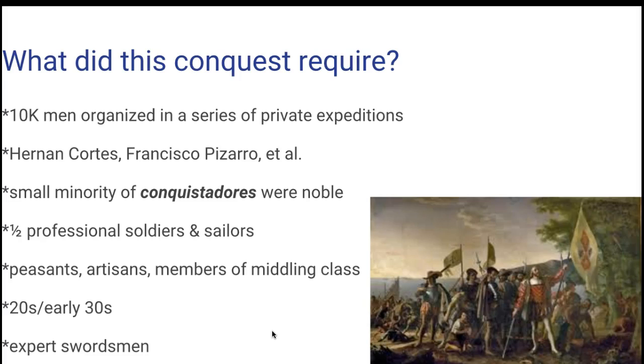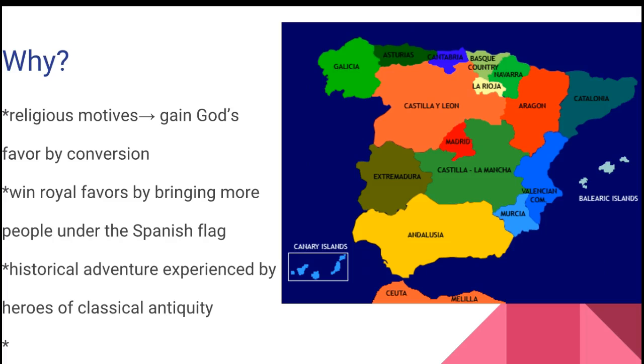You had some of these conquistadors that were noble, but then you had another half that were either professional soldiers and sailors, and then you had the rest who were middle-class people. They were peasants or artisans. They were all very young, and they were basically great swordsmen. The conquistadors did not bring families to South and Central America. Hernan Cortez goes and conquers the Aztecs. Pizarro conquers the Incas. So why?